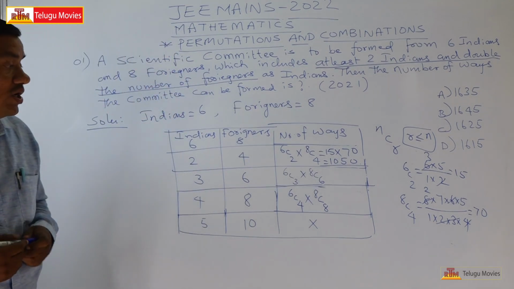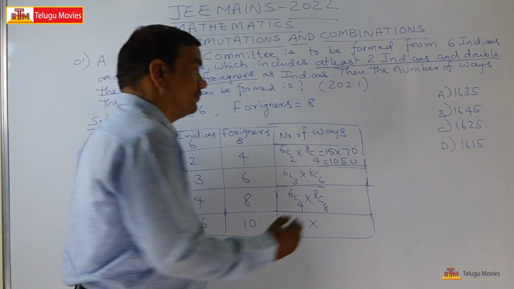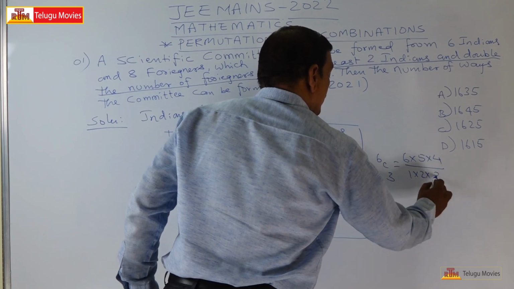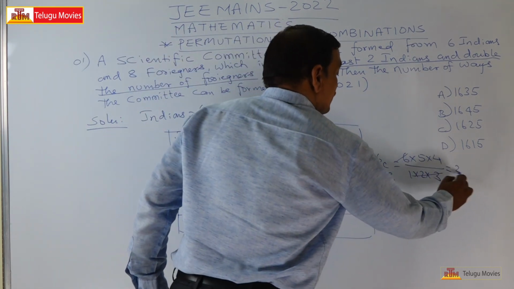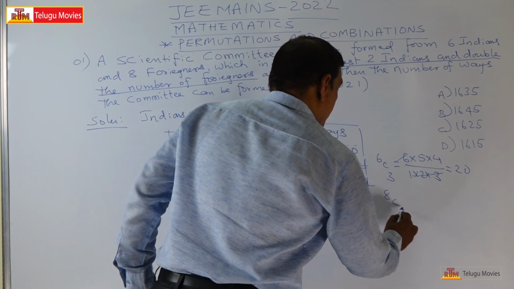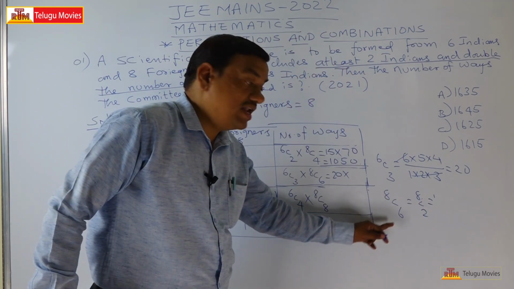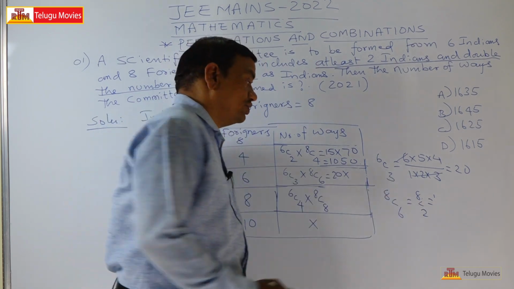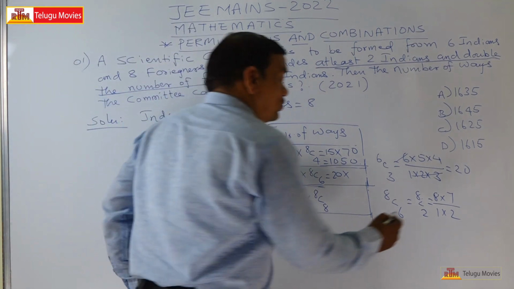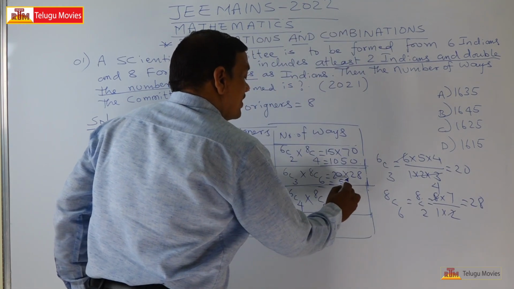1050. Good. Now coming to 6C3 value and 8C6 value. 6C3 is 6 into 5 into 4 by 1 into 2 into 3. 2 3s are 6, 6 gets cancelled, 5 4s are 20, times the value of 8C6. 8C6 and 8C2 values are both the same, since 6 plus 2 is 8. 8C2 is 8 into 7 by 1 into 2. 2 1s are 2, 4 7s are 28. So 20 times 28, altogether 560.